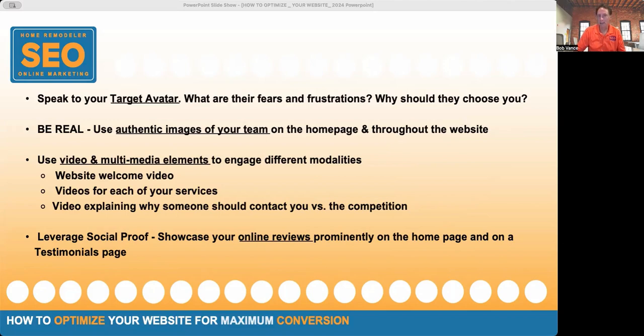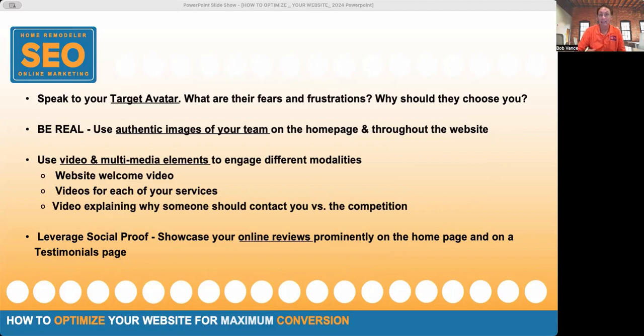Number two is just making sure that you're authentic. I kind of spoke to that earlier. By that I mean using real pictures of you, the owner, real pictures of your team, and sprinkling those throughout your website. We found that people want to do business with real people. Kind of obvious, right? They want to do business with people they know, like, and trust. And we've split tested this across dozens of remodeling and home services websites that we've rolled out.